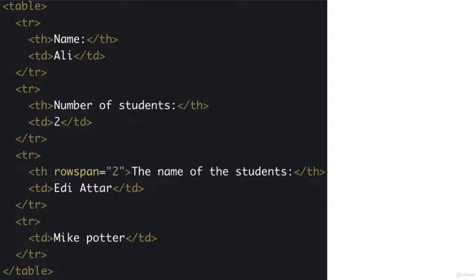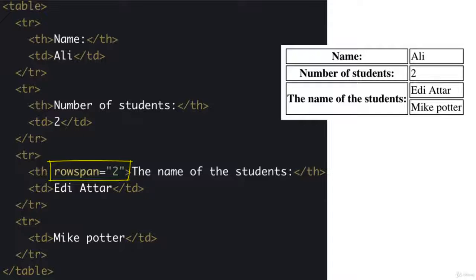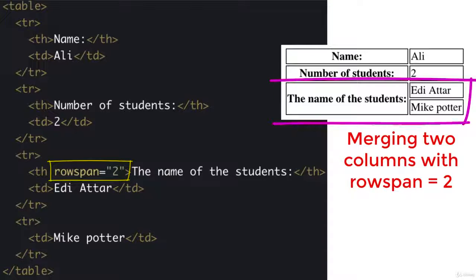And the rowSpan attribute acts in the same manner as colSpan, but instead of merging cells in a column, it spans through a row. You can also use this element when you have a lot of information to include, but you want it to be in one line. Now you can see the result of this code, and I merged 2 columns with rowSpan equal to 2.